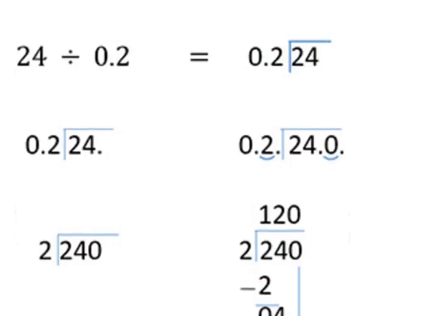The answer to 24 divided by 0.2 is 120. Of course, if it was 24 divided by 2, it would be 12. But since it's divided by 0.2, the value is 120.